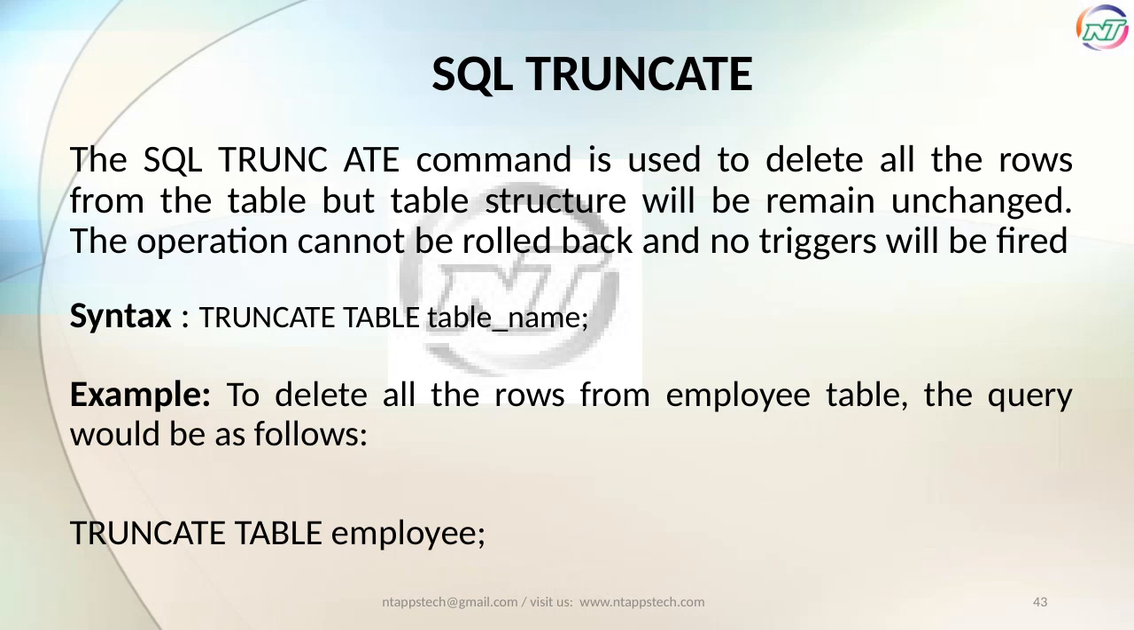The truncate command in SQL is used to remove all rows from a table quickly and efficiently while keeping the table structure intact. Unlike the delete statement, truncate does not fire any triggers, and the operation cannot be rolled back. So once executed, the data is permanently removed.